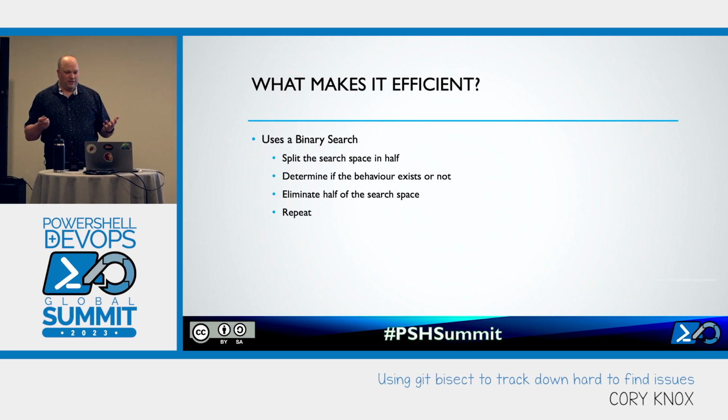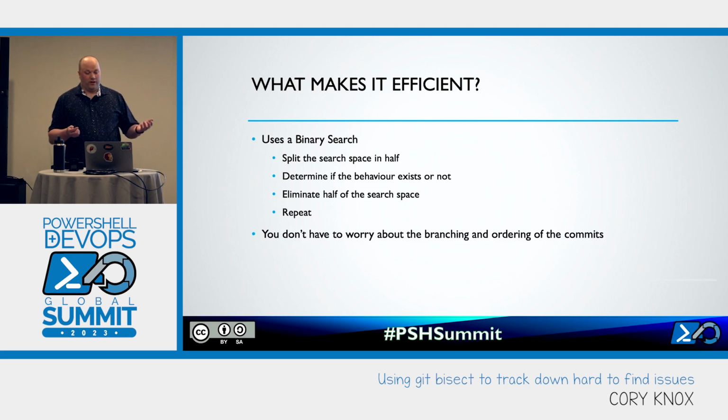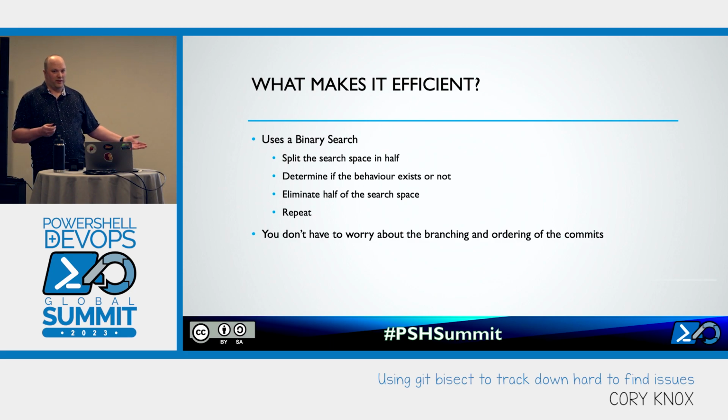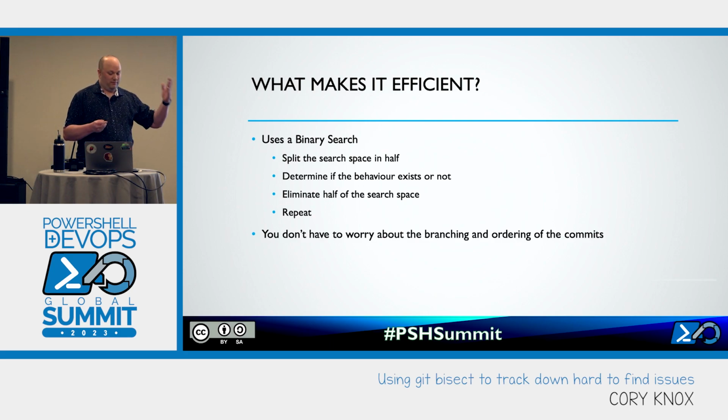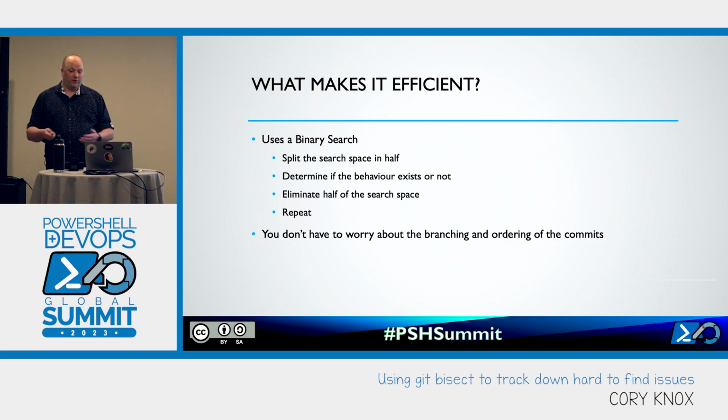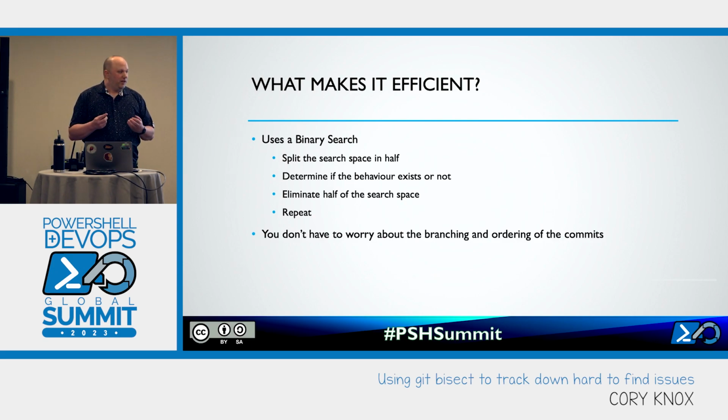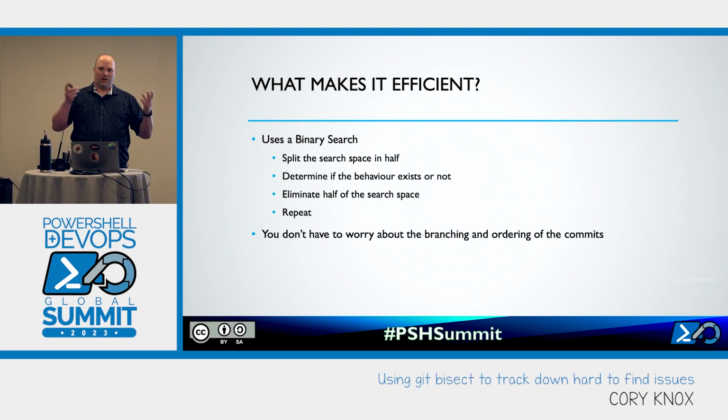The binary search makes it really efficient, and you don't have to worry about the branching and the ordering of the commits that we saw. It does it for you. In particular, if you weren't using Git BISECT and trying to do that manually, you then very quickly run into the question: this branched off, do I go up that branch or do I go to the next commit that happens to be in the middle of the branch somewhere?